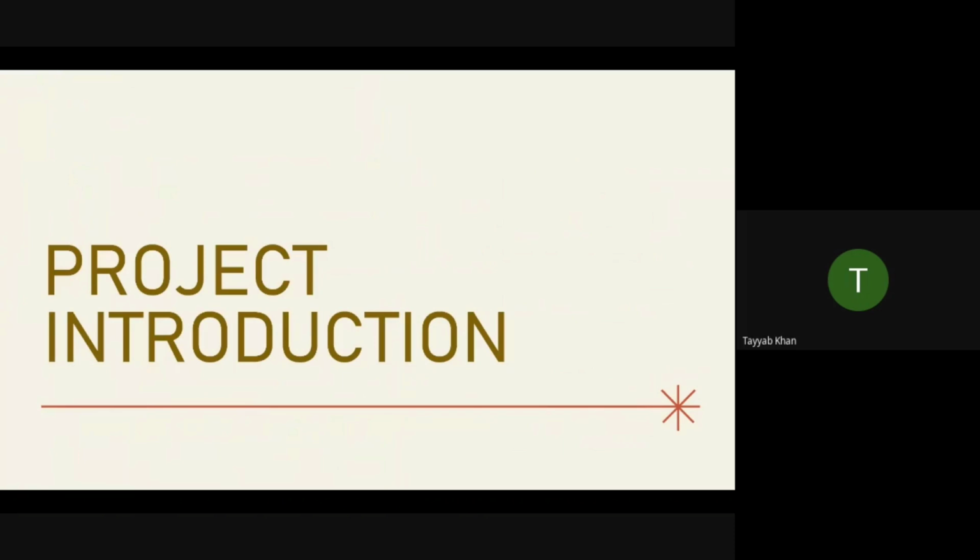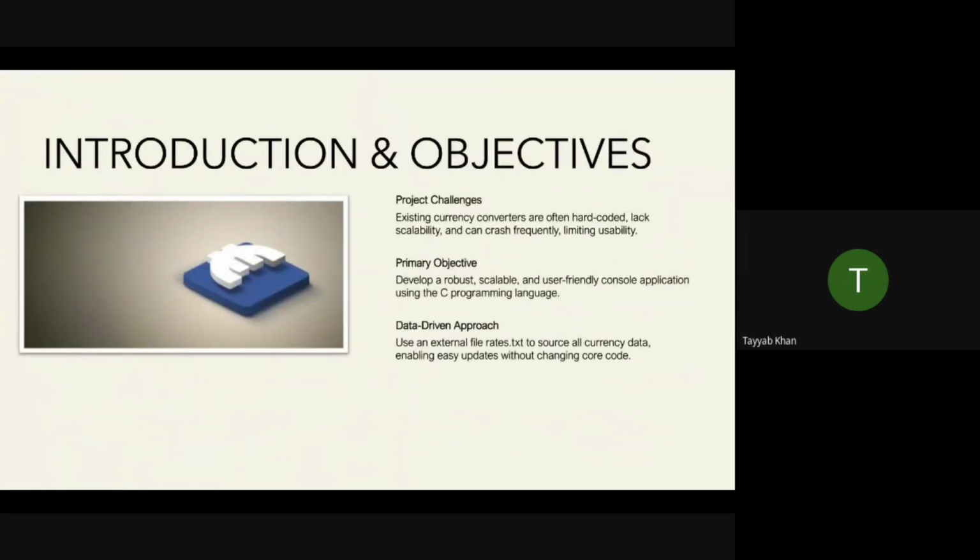So let's begin with the introduction. The main challenge we identified is that existing or basic converters are often hard coded. This means they lack scalability and can crash if the user gives bad input. Our primary objective was to develop a robust, scalable, and user friendly console application in C. To achieve this, we use a data driven approach. All currency data is sourced from an external file called rate.txt. This is the most important part of our design, as it enables easy updates without ever changing or recompiling the core C code.